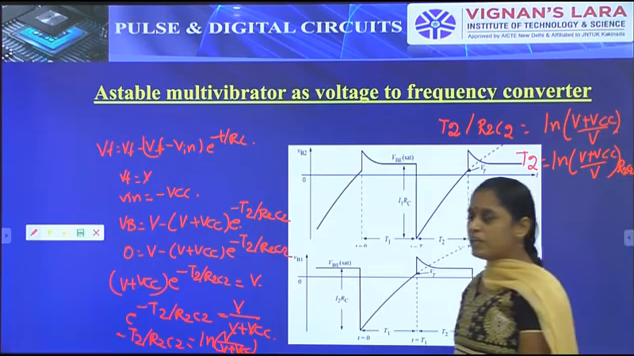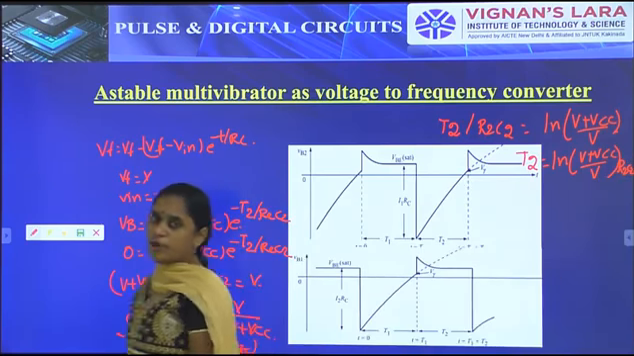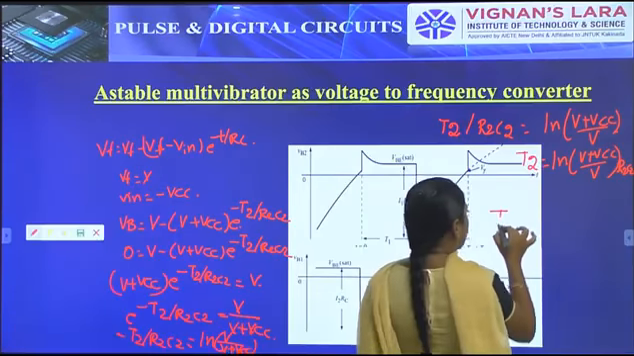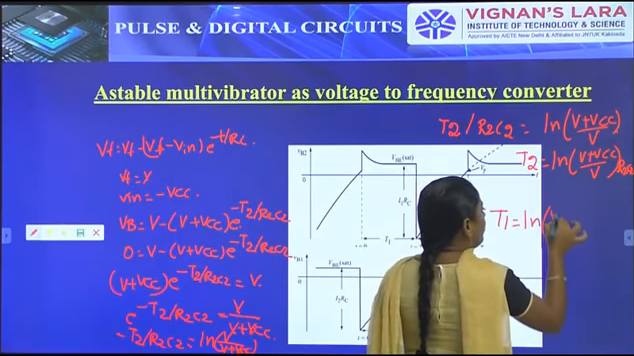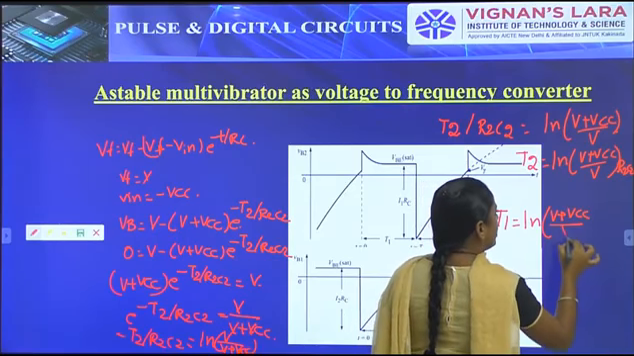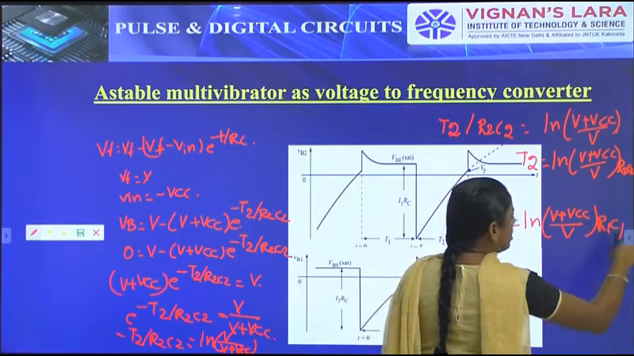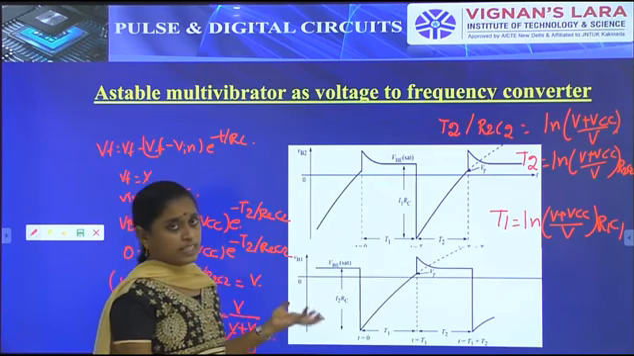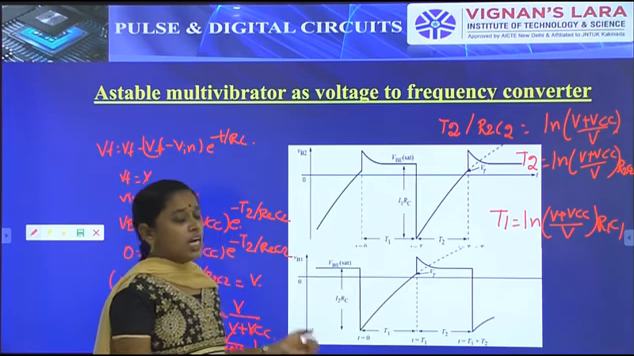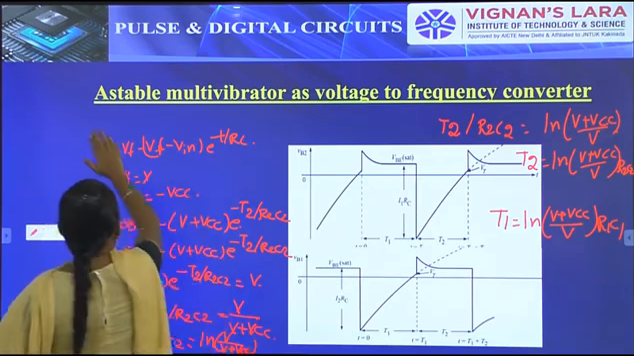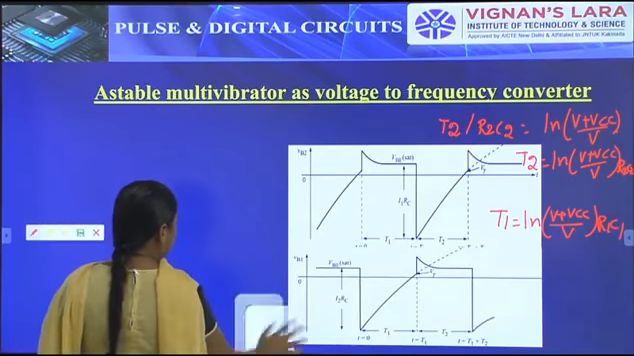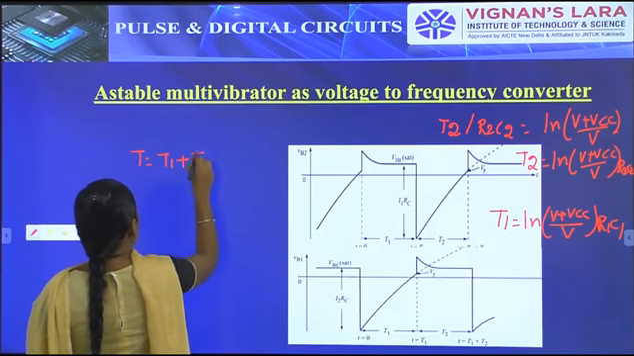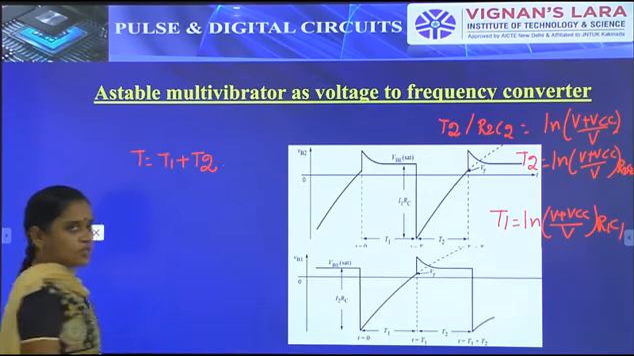For R1 and C1, for V also, the same waveform will be produced. In this place the T1 will be like this: T1 is equal to ln of V plus VCC by V into R1 C1. So at T is equal to T1 and at T is equal to T2 we get this waveform. Finally, T is equal to T1 plus T2, the on time period plus the off time period.